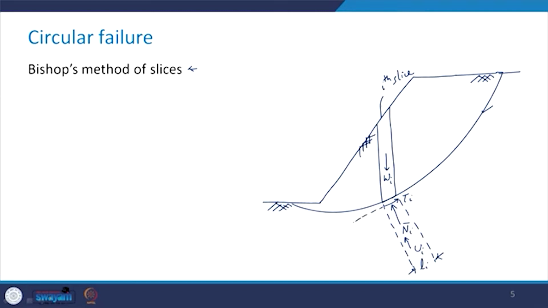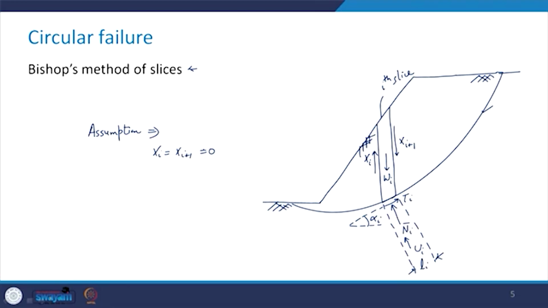The inclination here is alpha i, and you will have the interslice forces. So, that is going to be like this, which is Xi here, and here it is going to be say Xi plus 1. So, the assumption which is involved here is that Xi will be equal to Xi plus 1, and that I am taking it to be equal to 0.